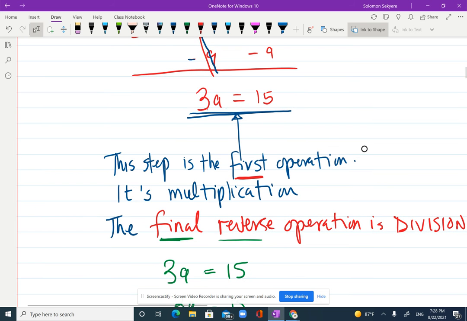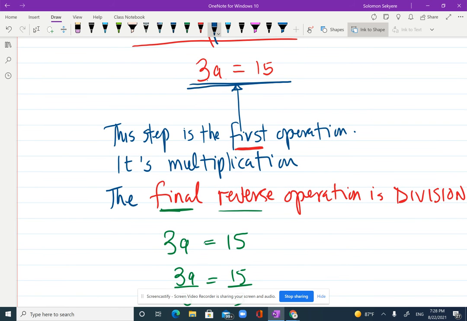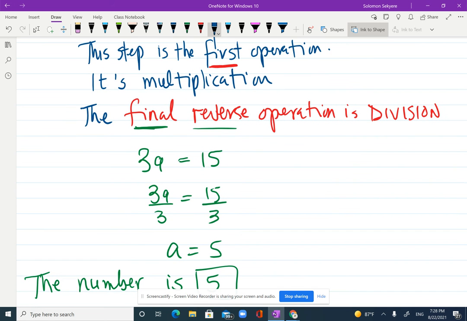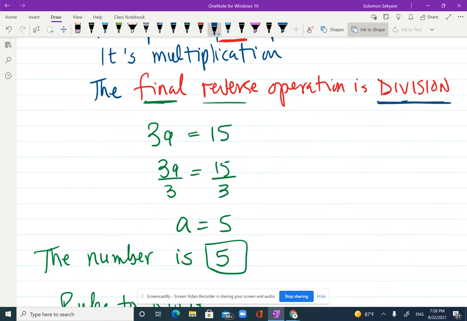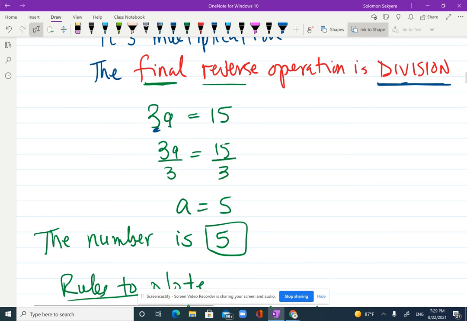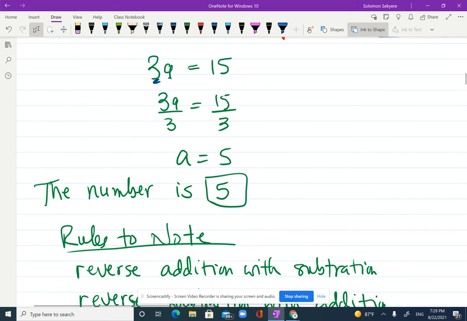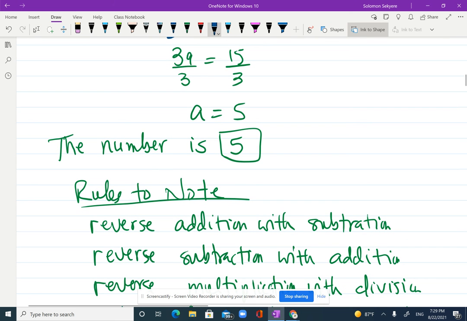What was the first operation we did? It was 3 times the number, which was multiplication. We reverse multiplication with what? Division. So 3a = 15. We divide both sides by the number multiplying the unknown. So 3a over 3 equals 15 over 3. Whatever we do to the left-hand side, we have to do to the right-hand side. So a = 5, and the number is 5.